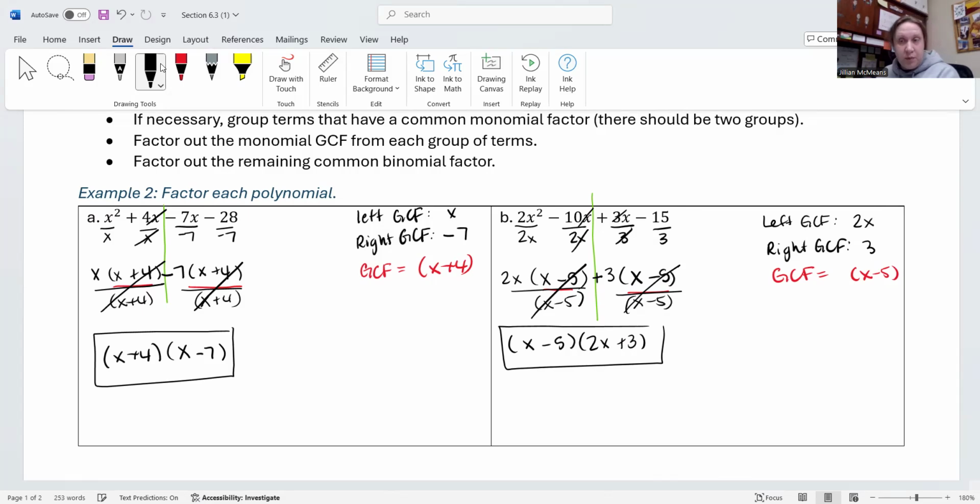This is going to be an important part of the process that we're going to use to factor these quadratic trinomials, okay? So make sure you have practiced the FOIL method and you kind of understand where all these numbers are coming from, and then make sure you have also taken some time to practice factor by grouping.